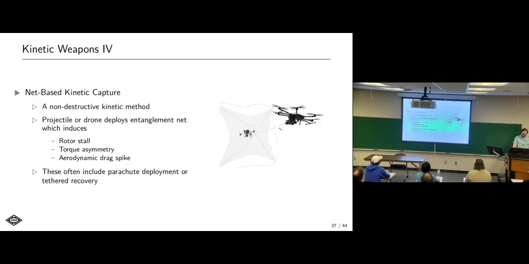These often include parachute deployments or tethered recoveries. They also make these for guns. I've seen a few companies selling rifles that shoot, basically, a net launcher type thing. These are great if you want to capture the drone. Again, what I was saying: stop does not always mean kill. Stop sometimes means get that drone down and recover it so something can be done with it.